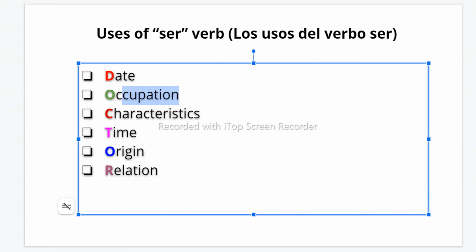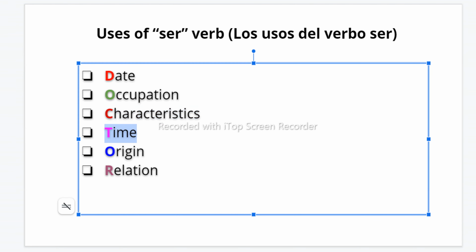If you are talking about occupation, somebody is a doctor, a lawyer, a professor or astronaut, whatever is his profession, or either businessman, so you will use ser verb in occupation also. If you are talking about characteristics of somebody, not a temporary situation, for example, a person is funny, or skinny, or tall, these all are characteristics, so they don't change, they are permanent, right?